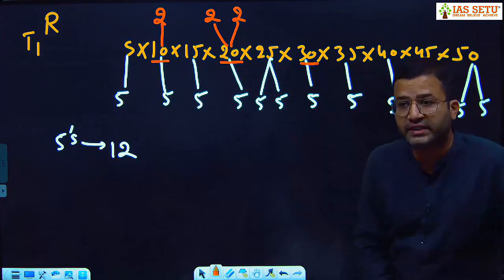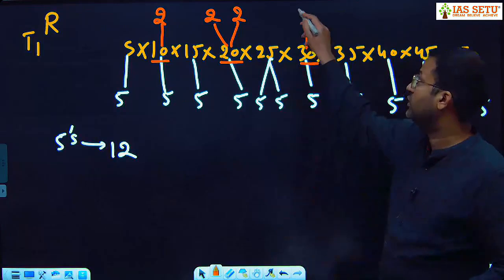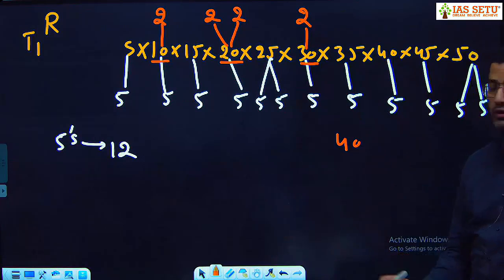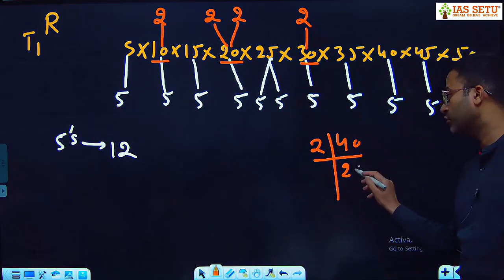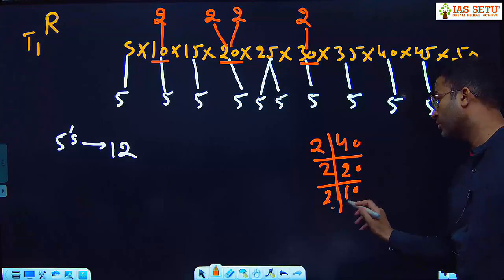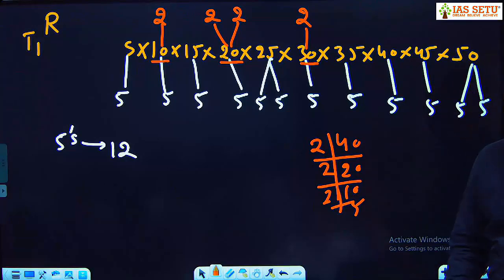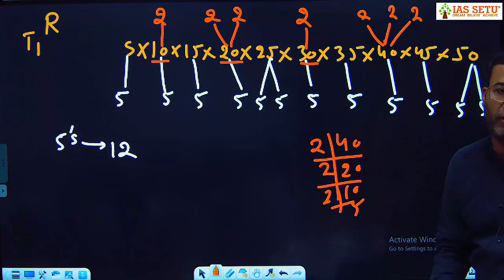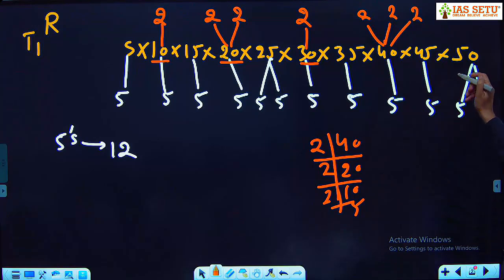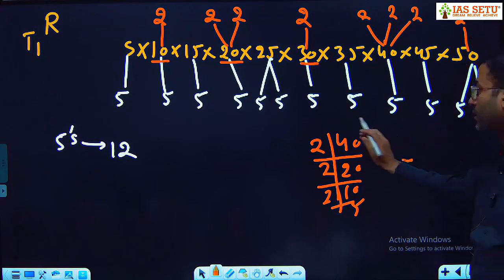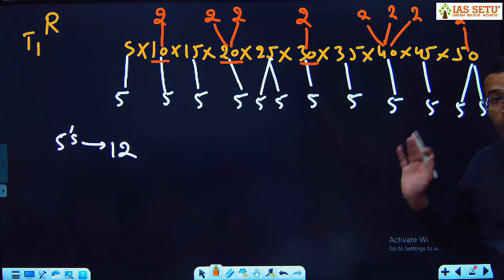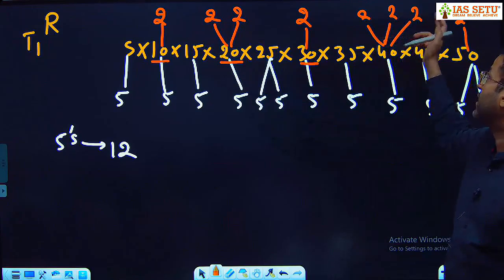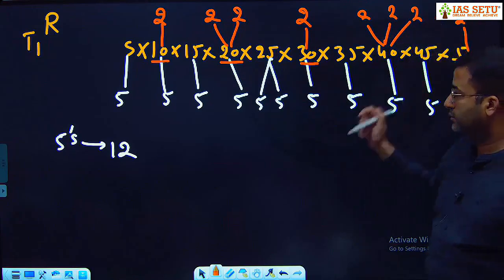30. What is 30? 6 into 5. 6 makes 2 hai. So there is 1 2. What is 40? 40 is 8 into 5. So if you check 2 common 20, 2 common 10, 2 common 5, 40 के अंदर 3 2 छुपे हुए हैं. 1 2 3 because it is 8 into 5. 50 is 2 into 25. So there is 1 2. So you check in total how many 2s are there in this multiplication. 1 2 3 4 5 6 7 8.